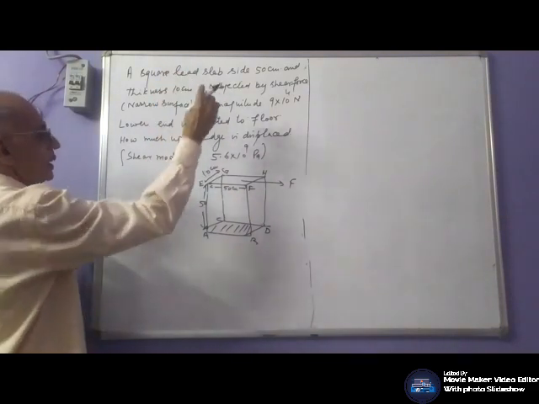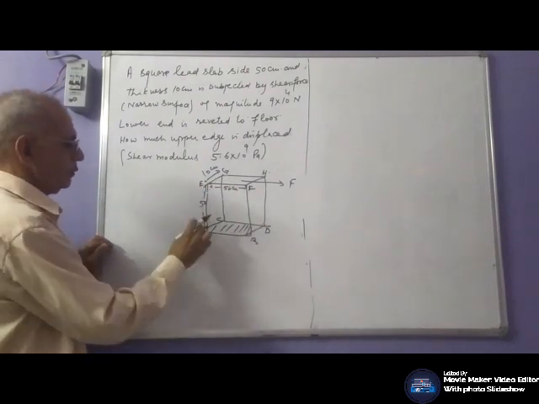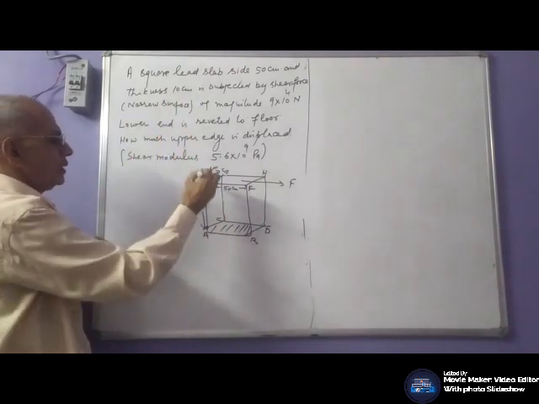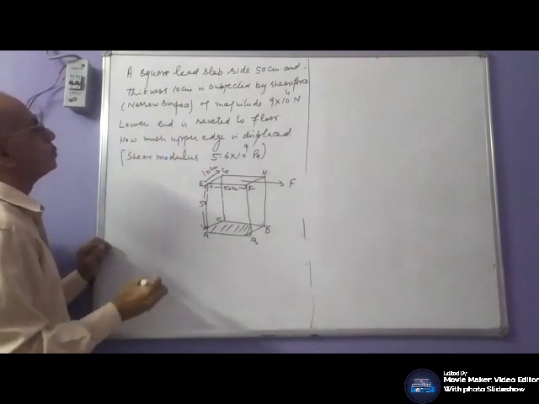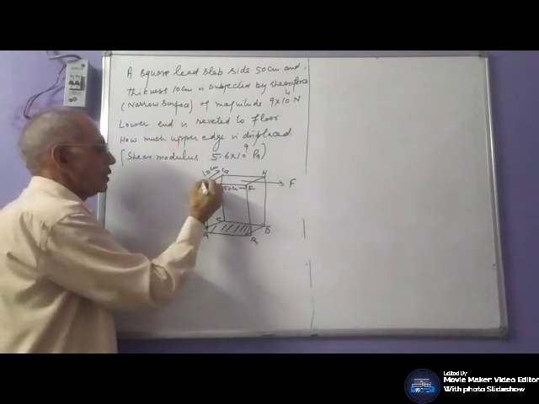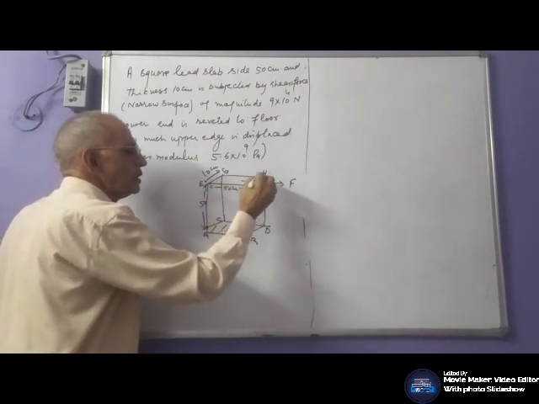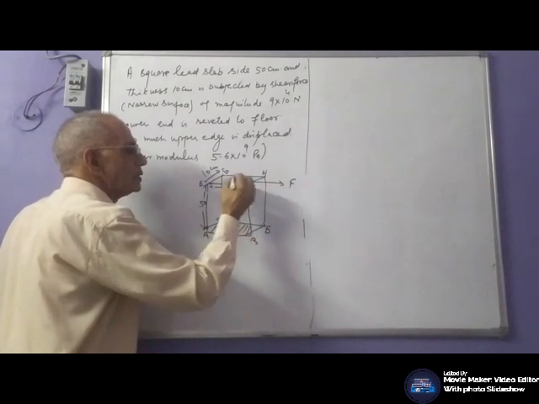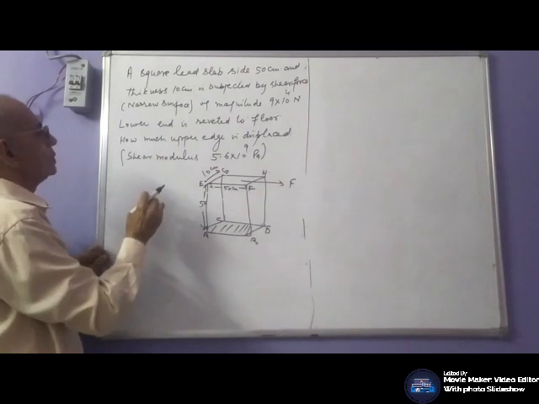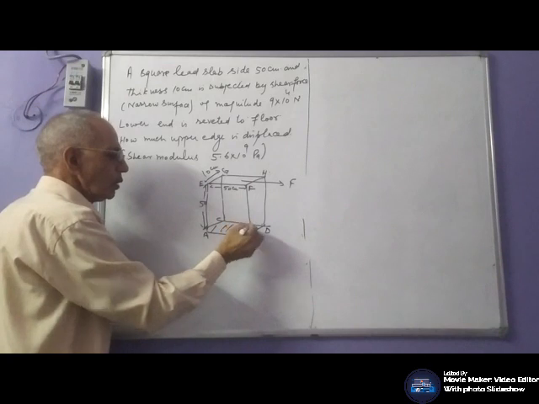Square lead slab. This is a lead slab. It is square, 50 by 50, thickness 10 centimeter. This is the thickness of that slab. Subjected to shear force on the narrow surface, in the tangent direction. This is the shear force of this magnitude. Lower end riveted to floor, so the lower end is fixed.